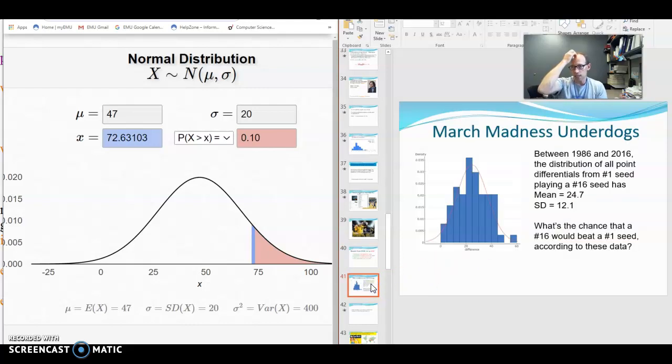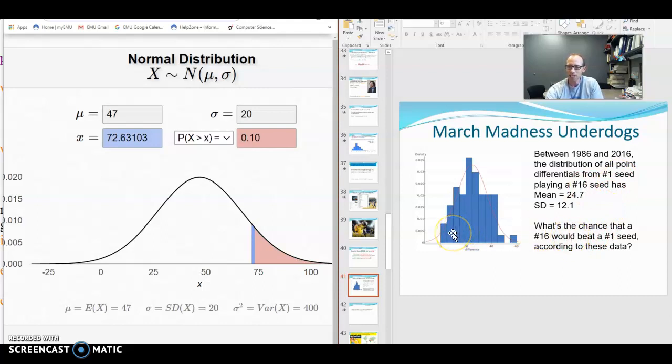So what I did is I plotted all those, how much the number 1 team won by, in a histogram. You can see that here. And it looks pretty normal, right? Pretty normal distribution. The mean of this distribution is 24.7. So on average, the number 1 seeds beat the number 16 seeds by about 25 points with this standard deviation. So according to this, something that we might be interested in: how often will this upset happen when a 16 seed beats a 1 seed?